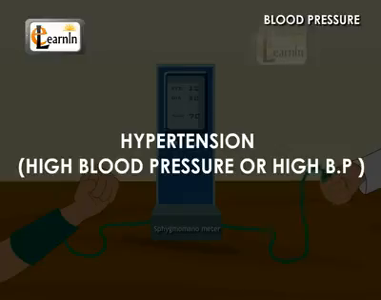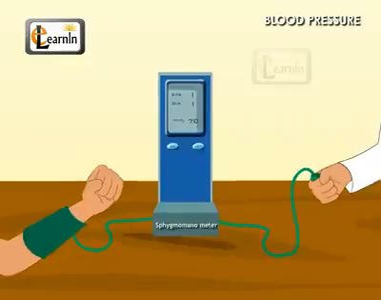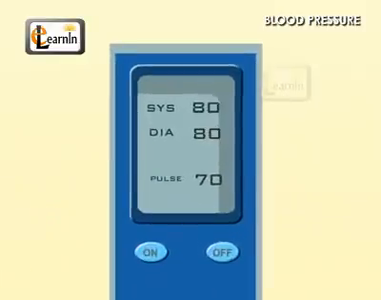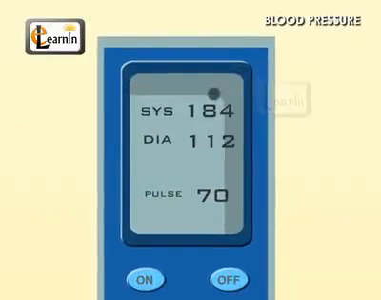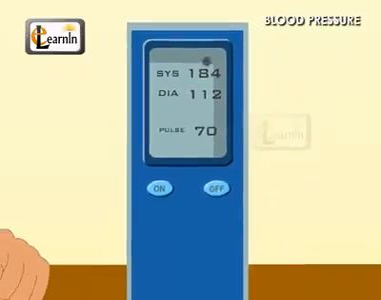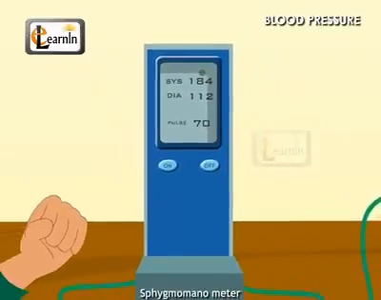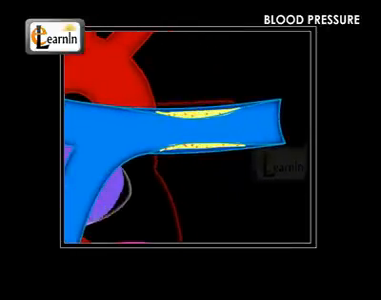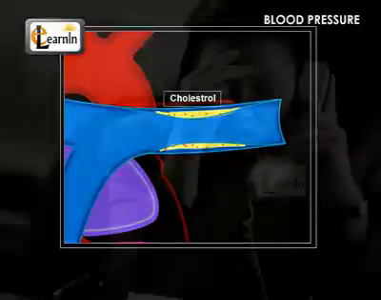Hypertension or high blood pressure. In some people, the blood pressure will be very high, more than the usual 120 by 80. Such a condition is called hypertension, usually called high BP. One of the reasons for this is the blocking of arteries by cholesterol.